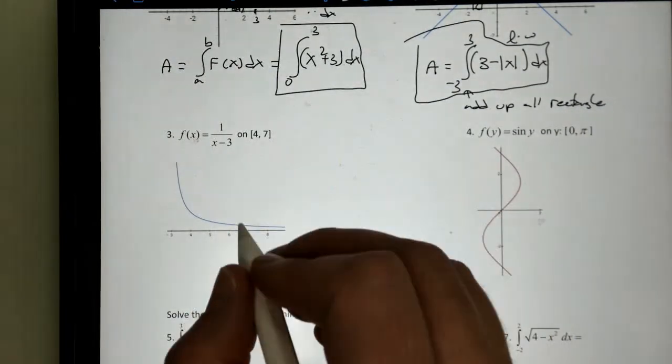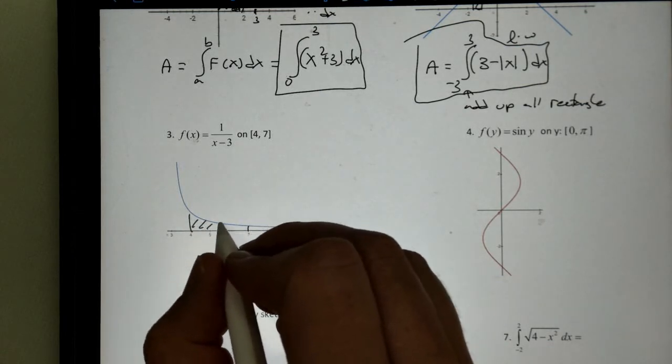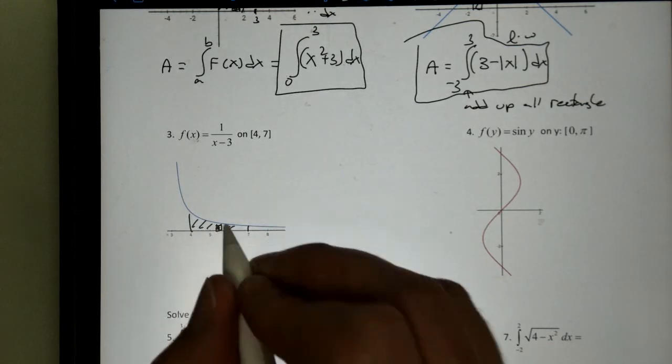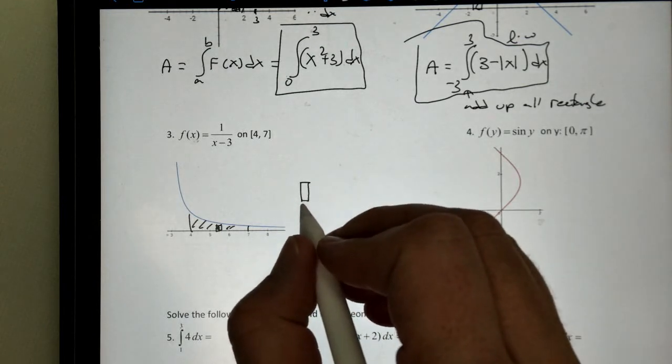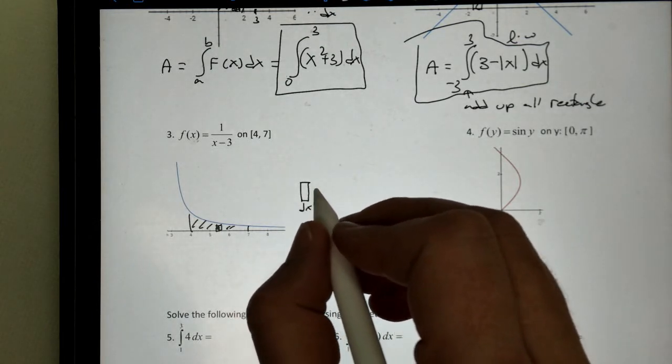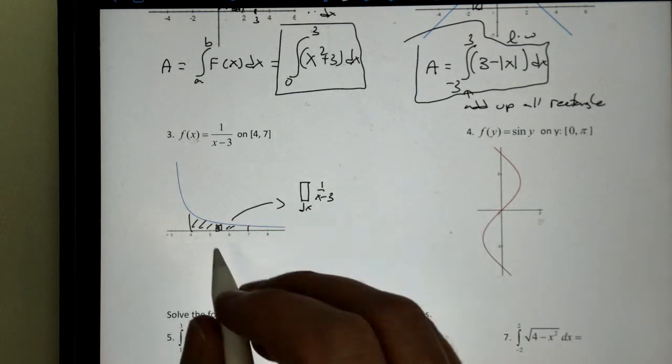We want to find the area from 4 to 7. Well, there's 4. There's 7. So there's my rectangle. I can draw my little rectangle here. And there we have it. It has a width of dx and a height of 1 over x minus 3. There's my rectangle of mathematics here.